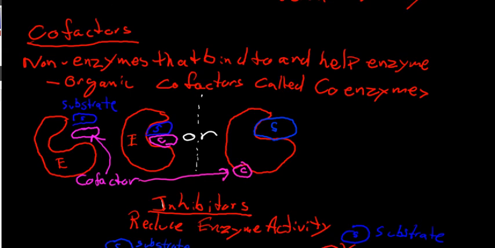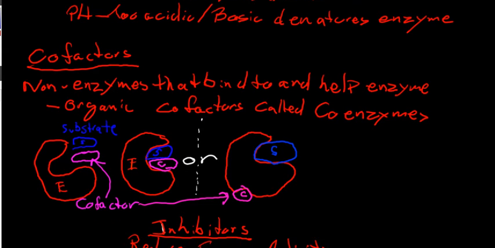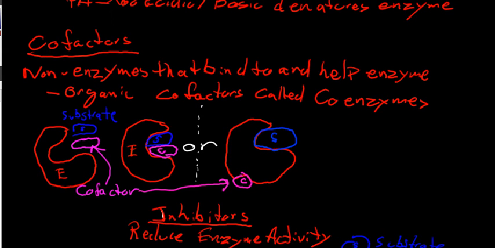In addition, cofactors also help facilitate enzyme activity. So cofactors are non-enzymes that bind to and help an enzyme. And organic cofactors, so cofactors that are organic, made out of carbon, are called coenzymes.